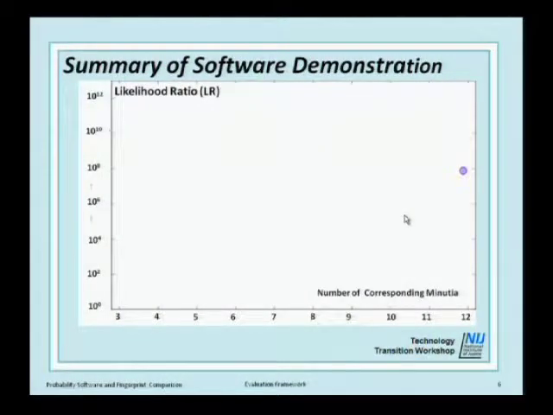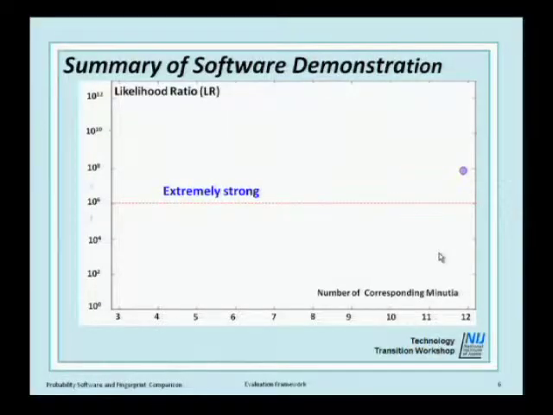Now, on that first exercise, that first practical you did this morning, you looked at two prints and you had 12 minutiae and you calculated the likelihood ratio, and they all came out about 10 to the 8. Okay, and that was what I would have expected for the software to do.